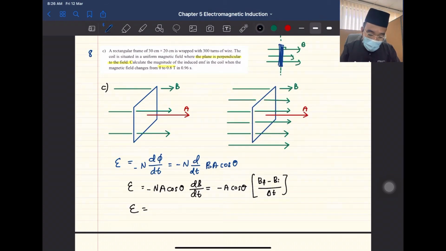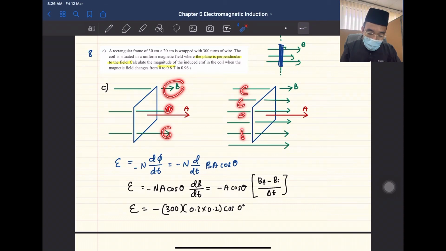So it will be negative 300 turns multiplied with the area, which is 0.3 times 0.2. The cos will be cos 0 degrees. Why 0 degrees? You can see from here A and B are in the same direction, parallel. The only thing that is changing is the magnetic field. From the diagram I represent it with a lower amount of magnetic field lines compared to this part. On the right there are many, so the final is more.